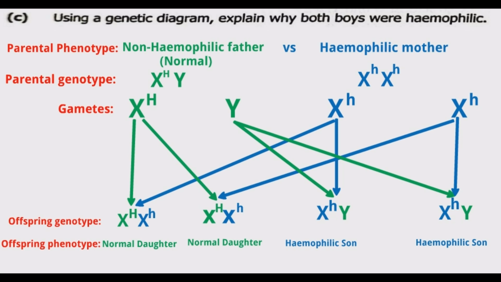So the question is asking us to explain why both boys were hemophilic. The answer is here down where I've written the note: the sons inherited hemophilic genes from the mother. Okay, so that is the explanation we can give.